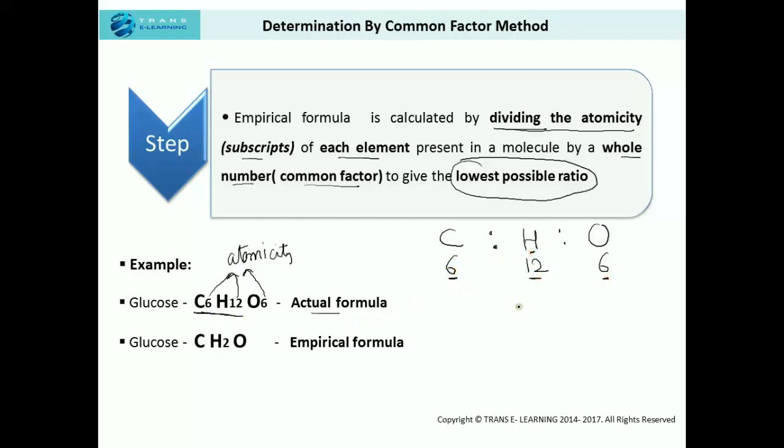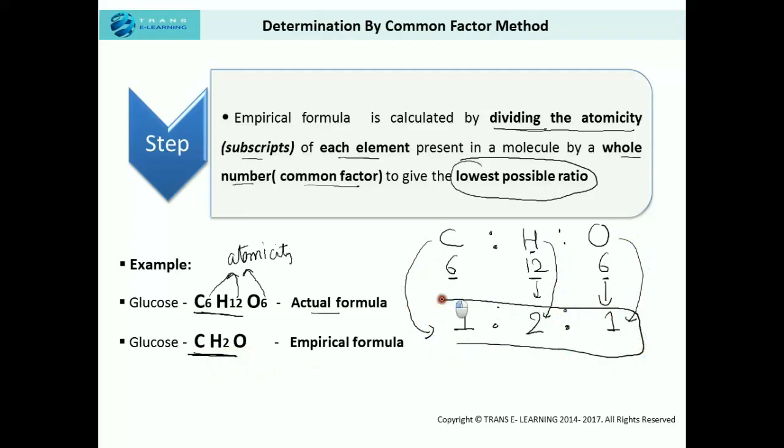Now we have to take their common factor to get the lowest possible ratio. In this case I will take the common factor as 6, so I will divide all of them by 6. So here I will get 1, here I will get 2, and here I will get 1. So the simplest whole number ratio is 1:2:1. That is 1 atom of carbon, 2 atoms of hydrogen, and 1 atom of oxygen. So the empirical formula of glucose will be CH2O because this 1:2:1 represents the simplest whole number ratio.